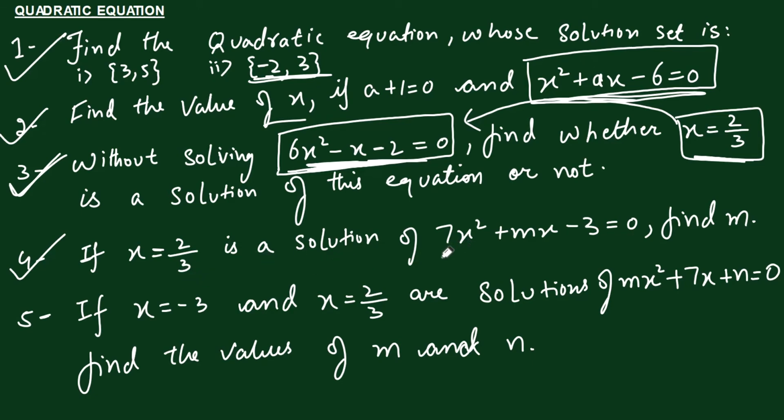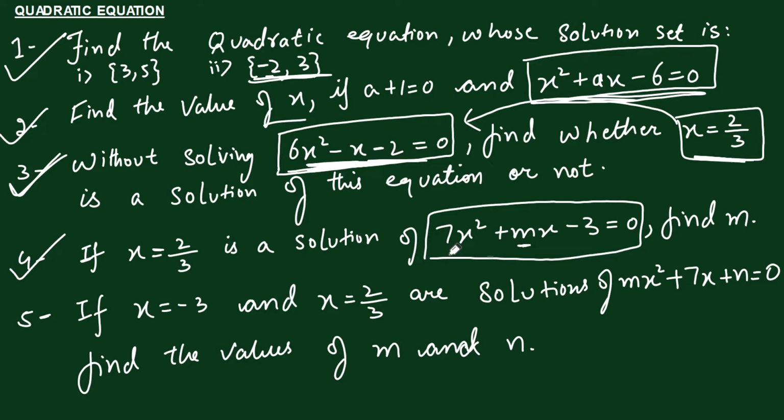is a solution of this equation, find the value of m. So what are they saying? This time they are not asking us to find whether x is equal to 2 by 3 for this equation or not. They are saying it is, x is equal to 2 by 3. Since this equation will have two values of x, one of them is 2 by 3. So we already know the x value and you can see here m is unknown.